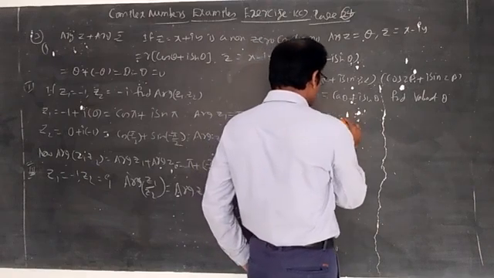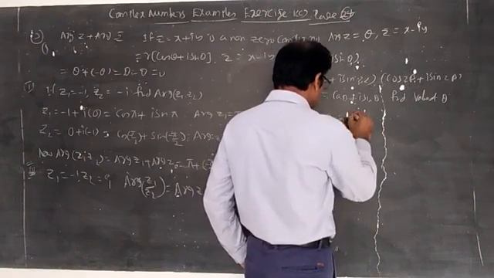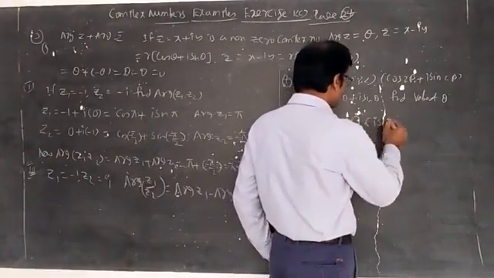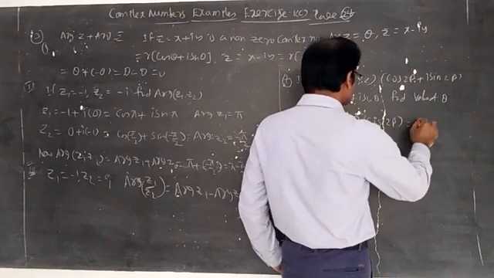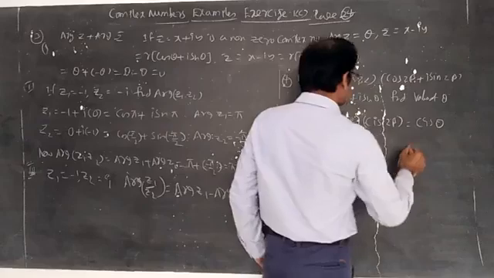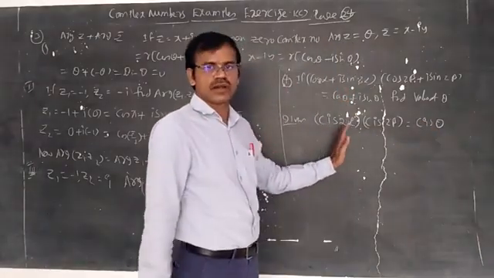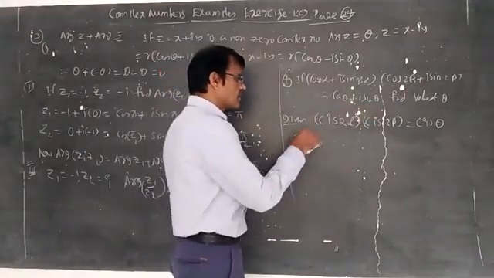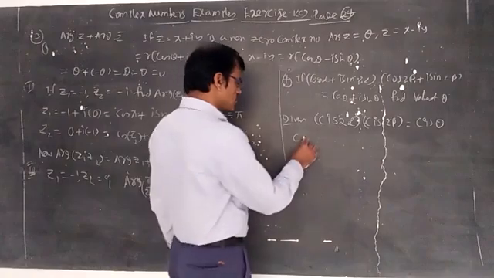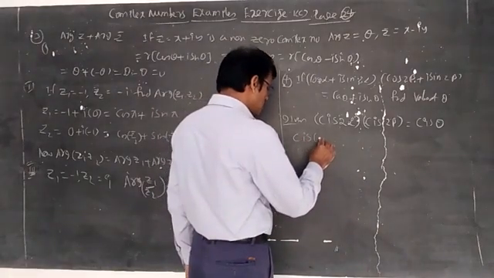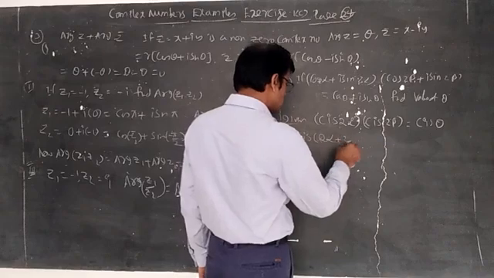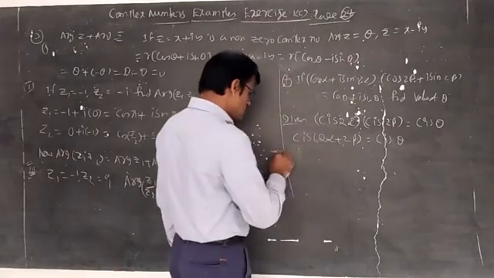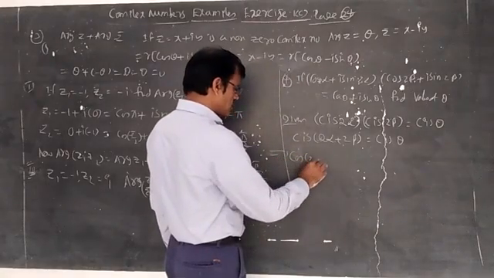Cos theta plus i sin theta becomes cis theta. So write here cis of 2 alpha dot cis of 2 beta is equal to cis theta. I said the formula: cis theta 1 dot cis theta 2 is equal to cis of theta 1 plus theta 2. Formula we discussed. Right, here cis of 2 alpha plus 2 beta is equal to cis theta. That meaning itself you can write directly, otherwise expand like this.